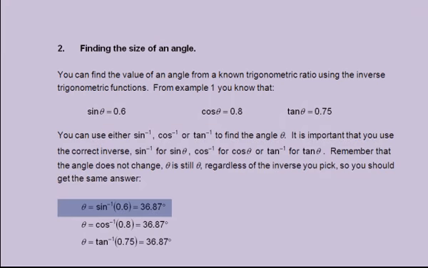Indeed, theta equals the inverse sine of 0.6, which is 36.87 degrees. Theta equals the inverse cosine of 0.8, which is again equal to 36.87 degrees. And theta is equal to the inverse tangent of 0.75, which again is 36.87 degrees.